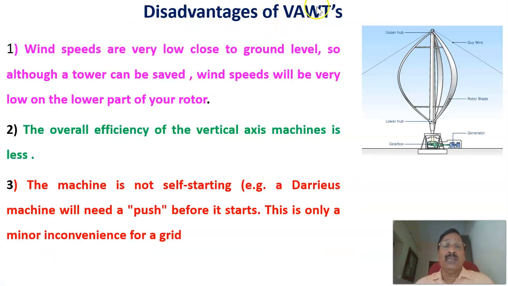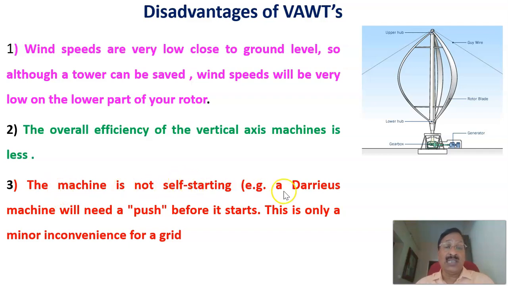Disadvantages of vertical axis wind turbines. Wind speeds are very low close to ground level. So although the tower can be served, wind speed will be very low on the lower part of the rotor, near the ground. The overall efficiency of the vertical axis machine is less compared to the horizontal axis machine.